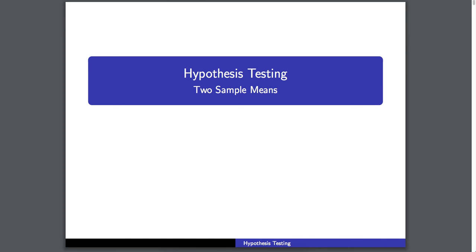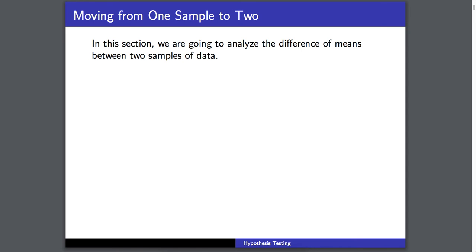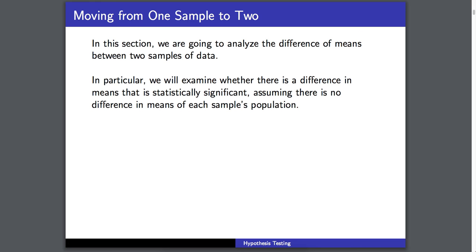Hi, in this video we're going to take a look at hypothesis testing for two sample means. In our previous sections we took a look at performing hypothesis tests for single samples, whether they be a hypothesis test for a single population mean or a hypothesis test for a single population proportion. In the next couple videos we're going to look at analyzing differences in means and proportions between two samples of data. So, in particular, we're going to examine whether there's a difference in means that is statistically significant.